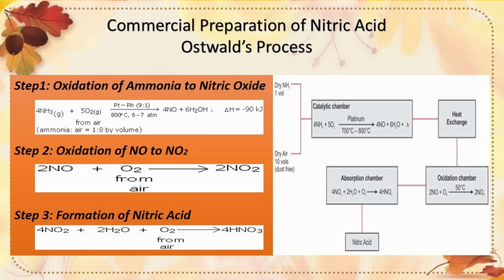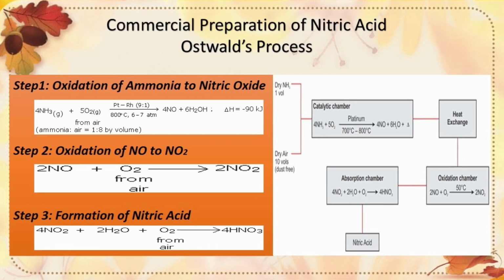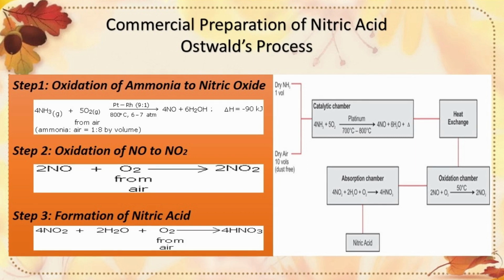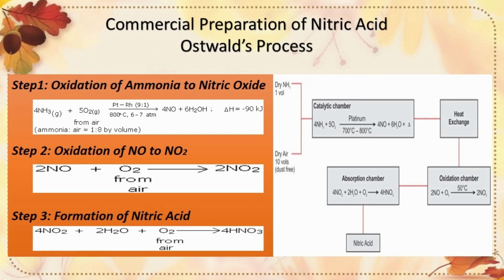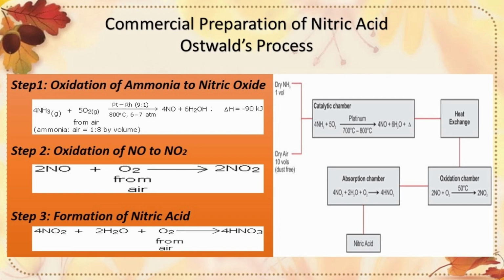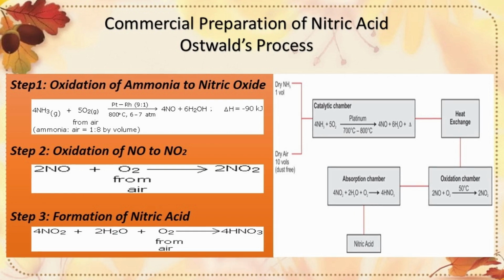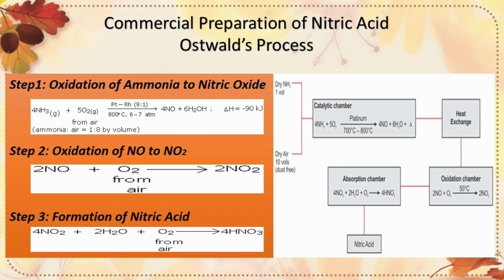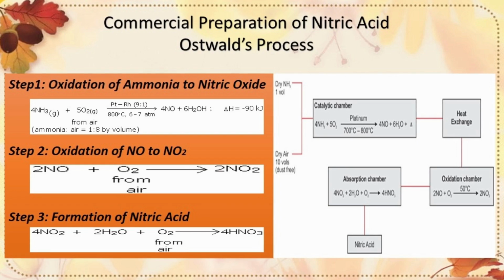The nitrogen dioxide is then permitted to enter the absorption tower from the lower end. The tower is stuffed with quartz pieces and water is sprinkled from the top. Here, nitrogen dioxide is absorbed into water in the presence of air to yield nitric acid. The aqueous nitric acid formed can be concentrated by distillation up to 68% by mass. Further concentration to 98% can be achieved by dehydration with concentrated sulfuric acid.